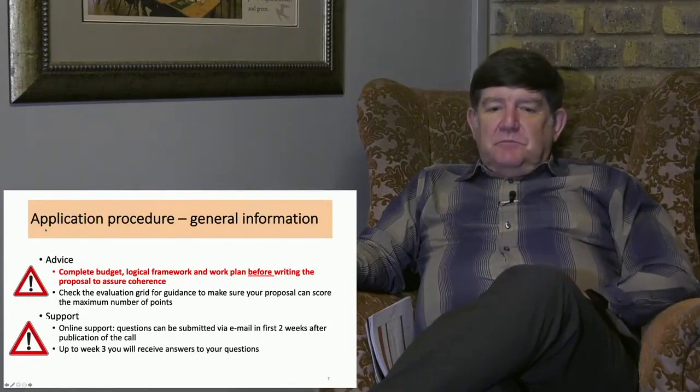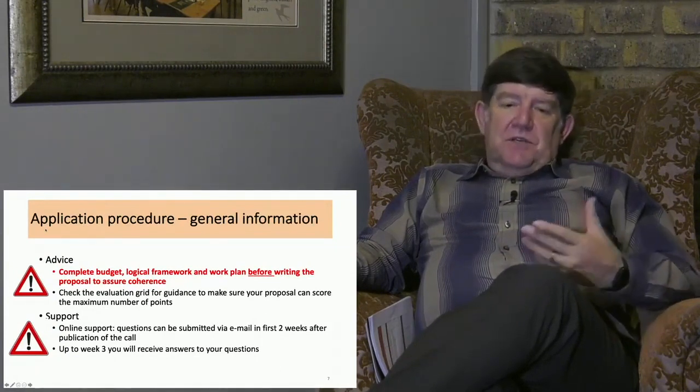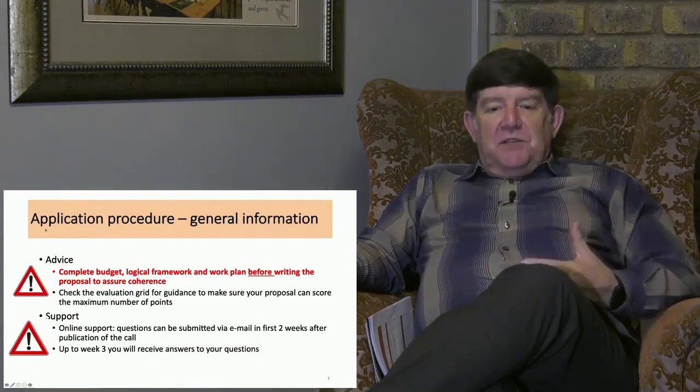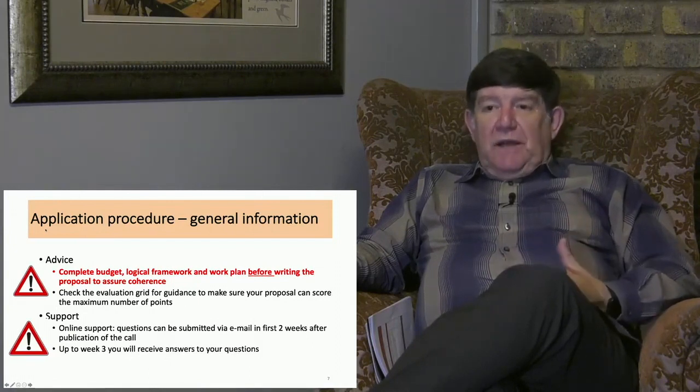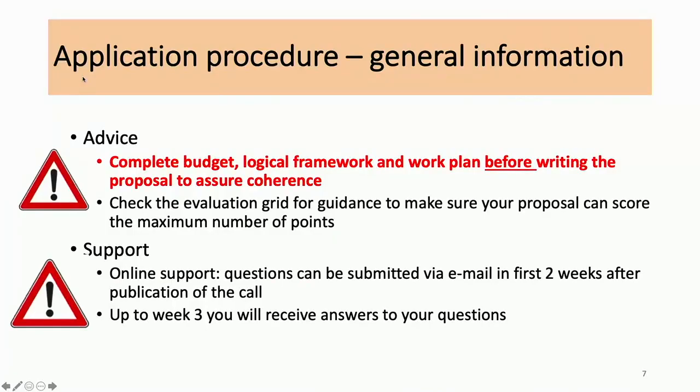Application procedure. A bit of advice on the general approach. Complete the budget, the logical framework, and the work plan before you start writing your proposal, to assure that all of this is coherent and nicely fits together. Also, once you start writing the application, check the evaluation grid for guidance to make sure your proposal can score the maximum number of points. We'll review the evaluation grid in detail a little later in this video.